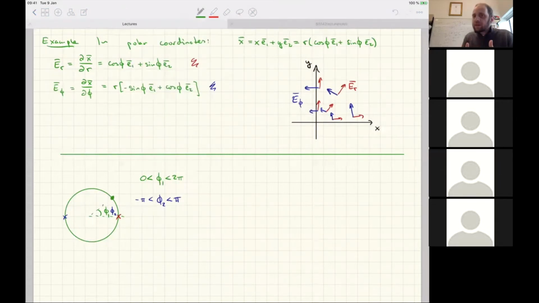But the only necessity is that they are locally unique. So if I am here and I'm looking at the coordinate system around that, in that small range, it should be a unique mapping to the circle.